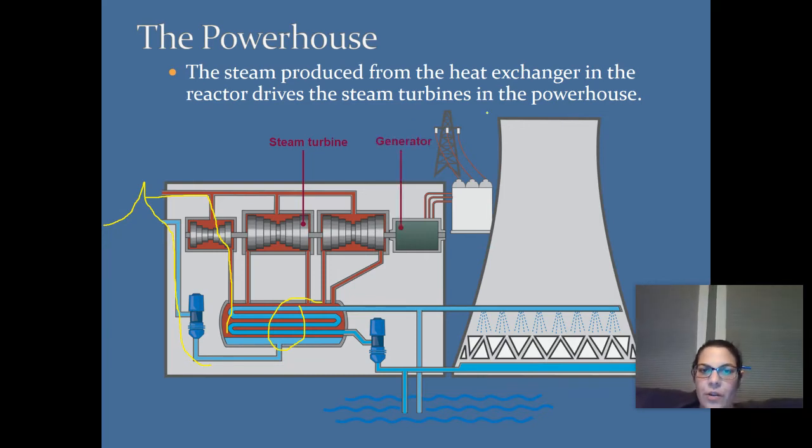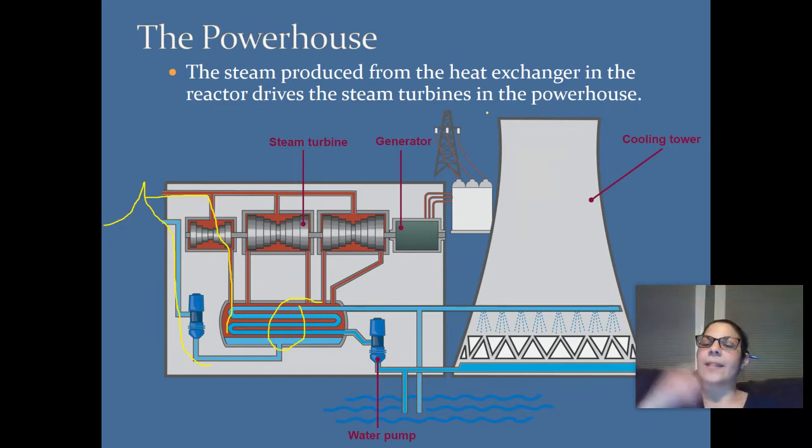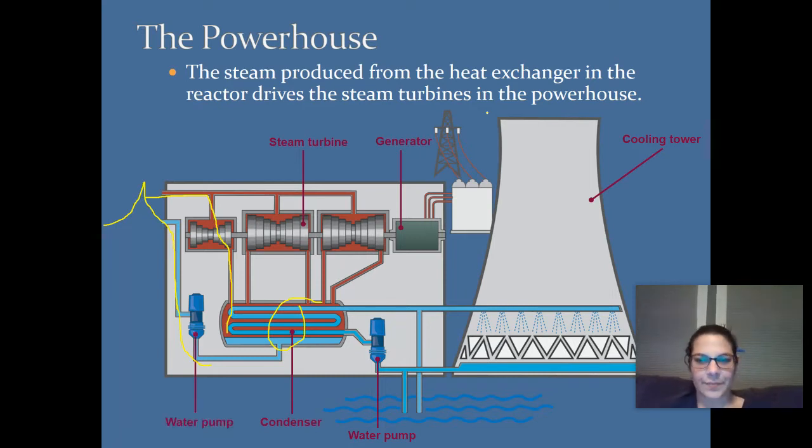Okay, so your generator generates the electricity. You have your cooling tower, which cools the water. And again, you have water pumps constantly circulating this water through, so nothing gets too cold, nothing gets too hot. Like a giant Goldilocks in here. Okay, and there you go. There's your condenser.